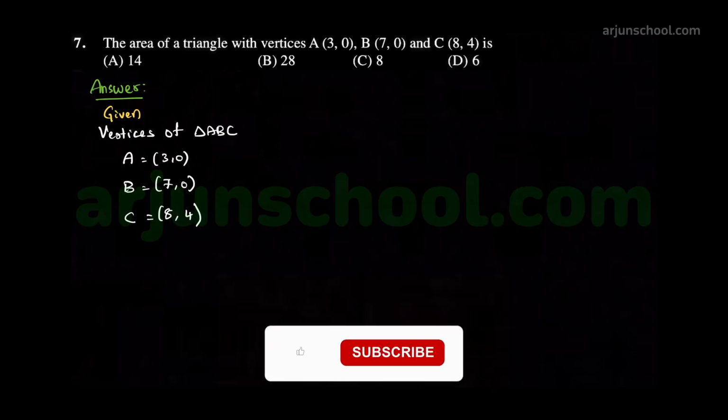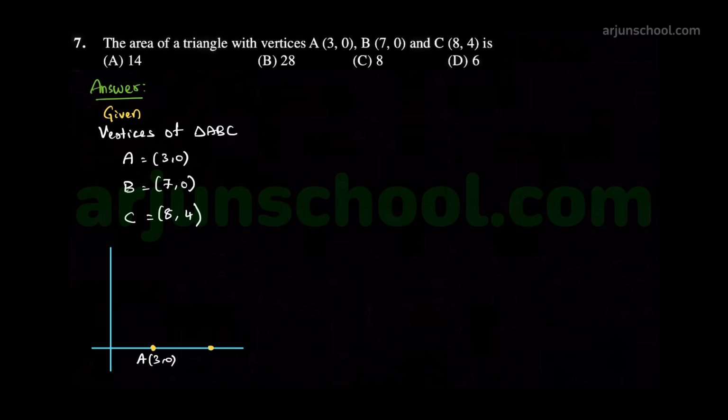Let us find the answer. We are given vertices of triangle ABC. A is equal to (3, 0), B is equal to (7, 0) and C (8, 4). Let us draw these points on graph. Point A (3, 0), point B (7, 0) and point C (8, 4). We have to find the area of the triangle formed with these three vertices.